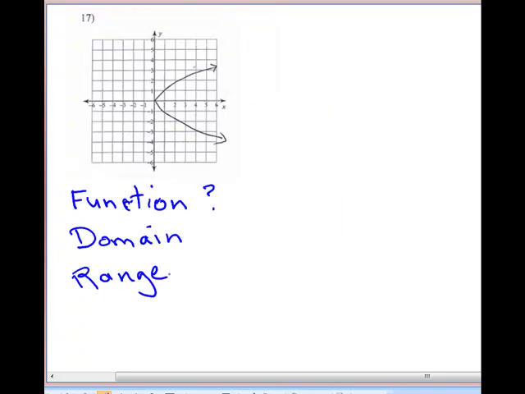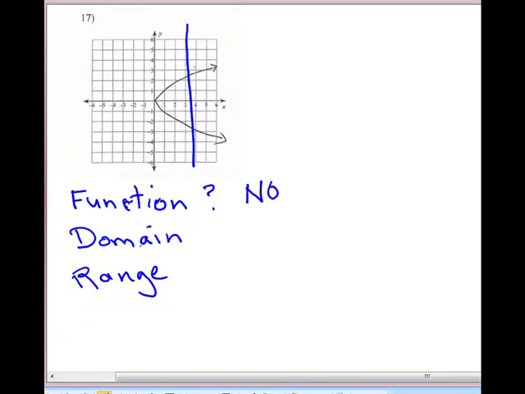For problem 17, first of all, we want to determine if this relation is a function. And by the vertical line test, we will say no. You can draw a vertical line and it will hit in more than one place. So we will say no by the vertical line test.